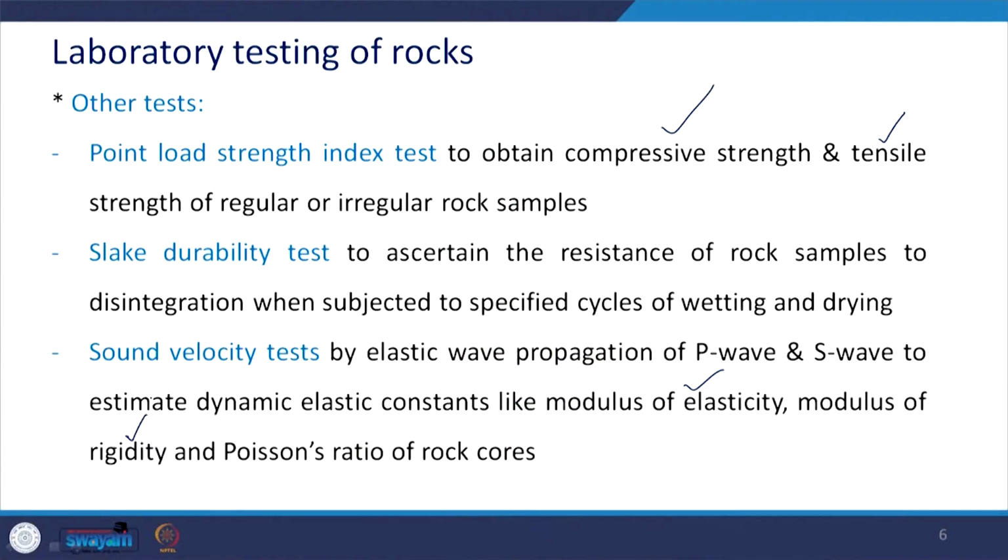Then the next category is the sound velocity test. In this test, elastic waves are propagated through the rock specimen. These can be P waves or S waves, and these help in estimating the dynamic elastic constants like modulus of elasticity, modulus of rigidity, and Poisson's ratio for the rock cores. So, these tests help me in obtaining the dynamic characteristics of the rock.